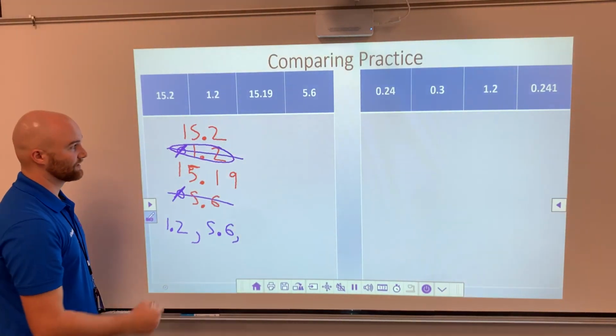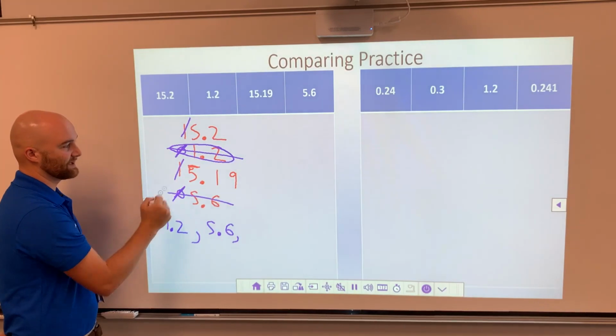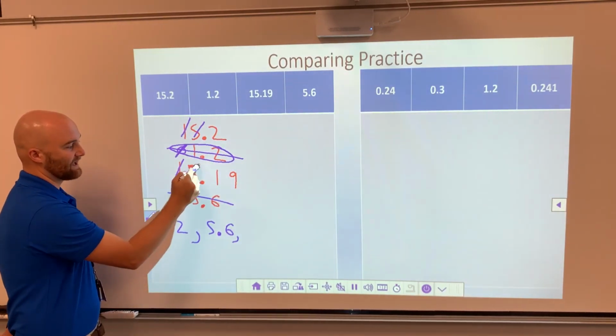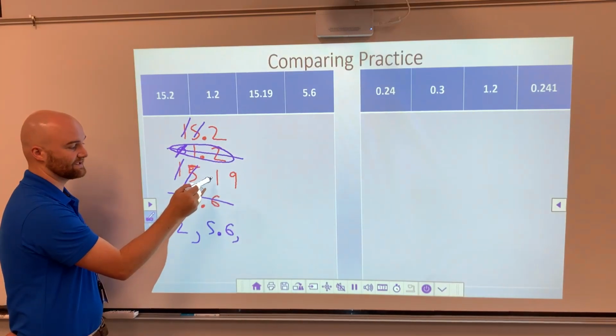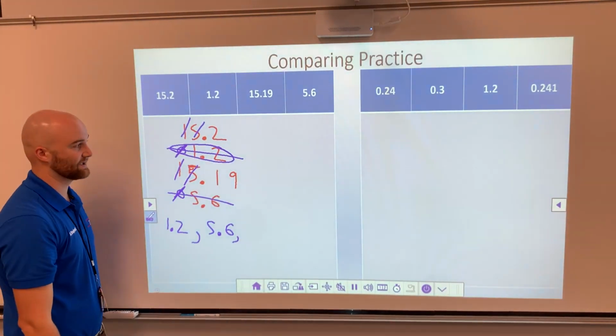Then I look at these two. They both have a 1 in the tens place. They both have a 5 in the ones place. This one has a 2 in the tenths place, and this one has a 1 in the tenths place.